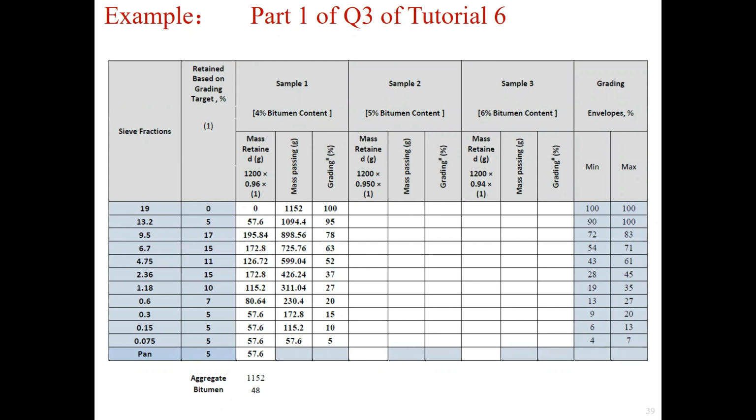The mass passing is the mass of the aggregate minus the retained mass from each sieve. And finally, the grading is calculated using the passing mass divided by the mass of the aggregate, 1,152 grams. We could do the same and complete the table for different bitumen contents.